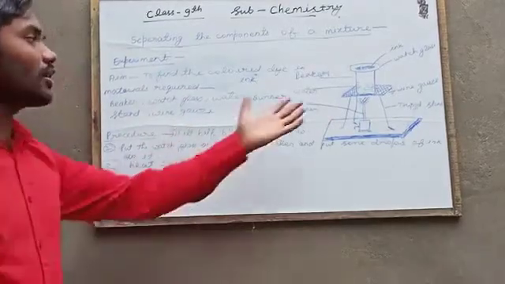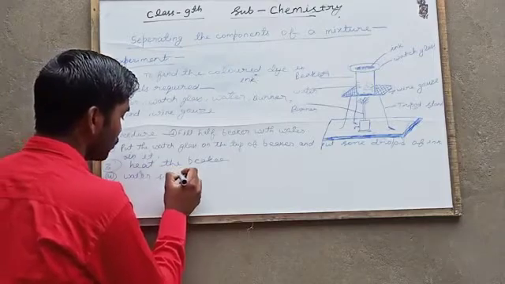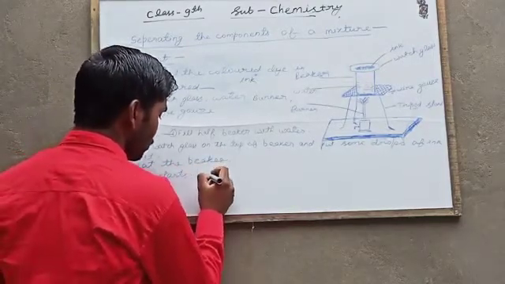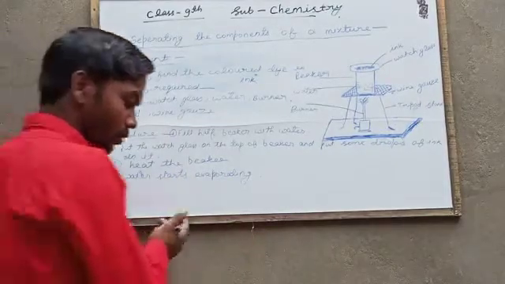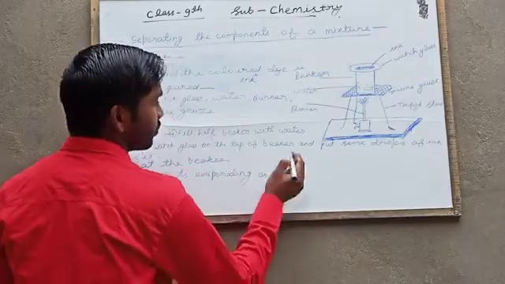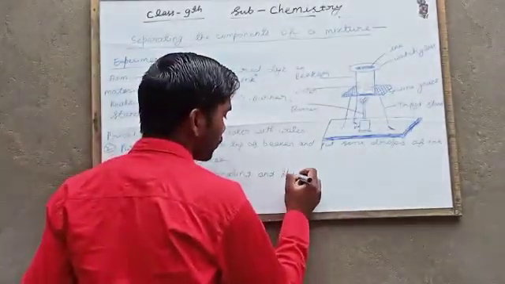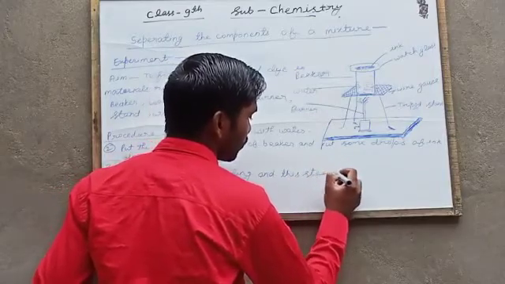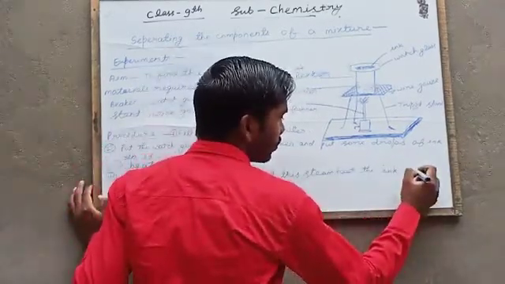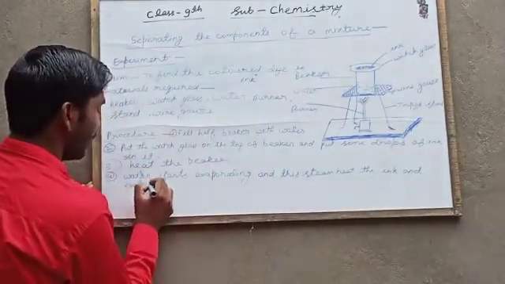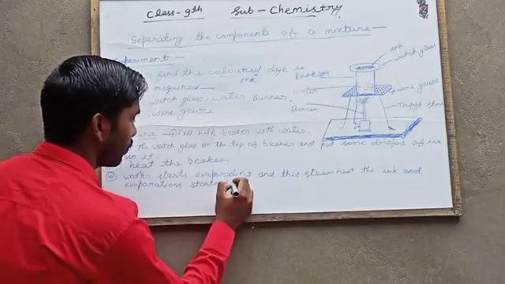In the fourth step, water starts evaporating, and this steam heats the ink. Evaporation starts from the ink also.